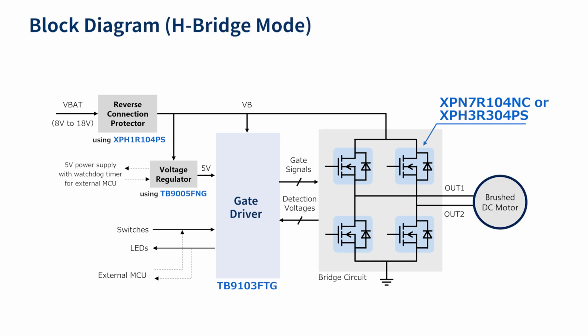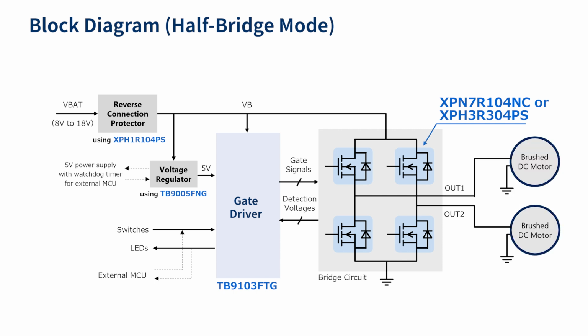2 control modes are introduced here. In H-bridge mode, both outputs are used for one motor. Therefore, the motor can be rotated in both directions. In half-bridge mode, only one of the output is used to control one motor. In addition, up to 2 motors can be controlled independently by using both outputs. However, in this mode the motor can be rotated in only one direction.